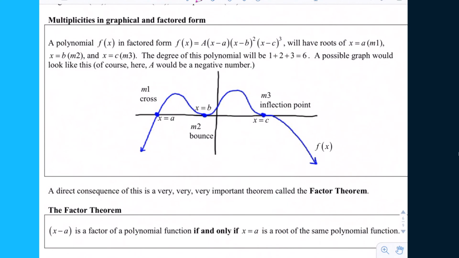Okay, so that's all I'm going to hold you accountable for. A multiplicity 4 root looks a lot like a multiplicity 2 root. A multiplicity 5 root looks a lot like a multiplicity 3. But it's hard to figure those out without quantifying. So I'm just going to hold you accountable to 1, 2, 3. They look very different.